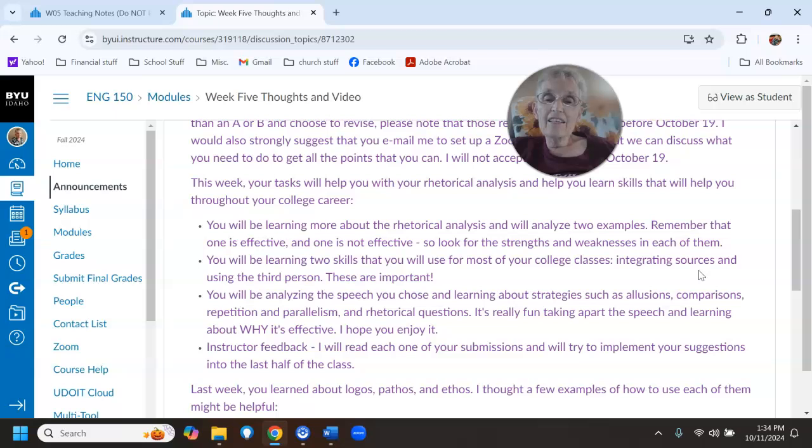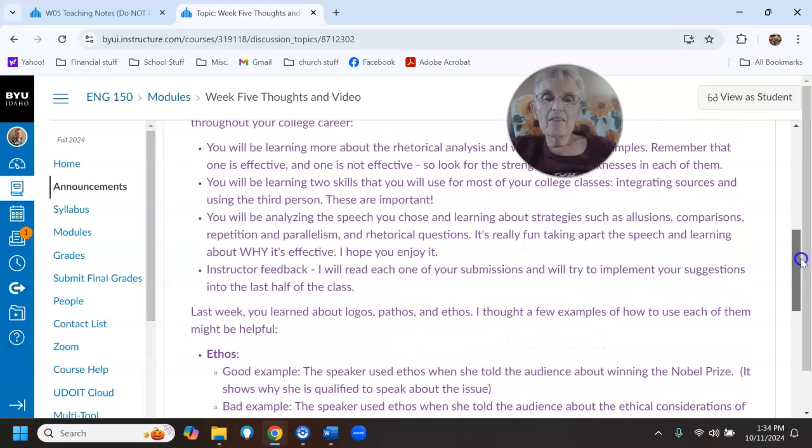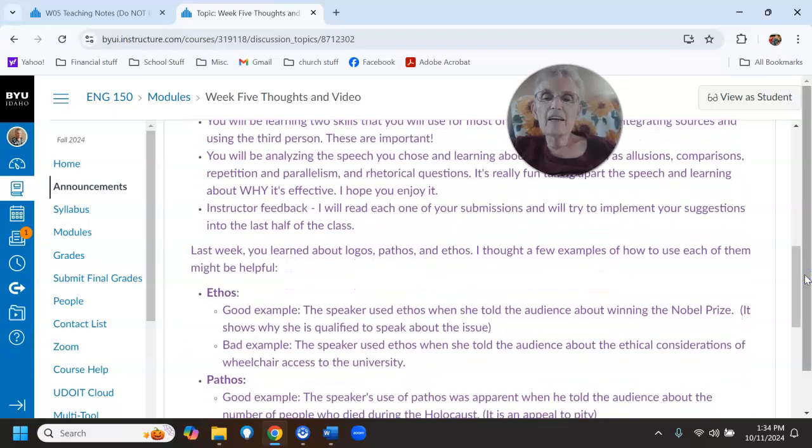And then you're going to analyze the speech you chose and learn about strategies like allusions, comparisons, repetition, parallelism, rhetorical questions. It's different for some of you because these are all like weird words. What's an allusion? But once you look at the definition, you're going to say, oh, that's fun. So you're going to use this assignment to write your essay later on. So make sure you do a really bang up and complete job. And then you're going to be doing some instructor feedback, and I will read each of your submissions and try to implement your suggestions in the last half of the class.